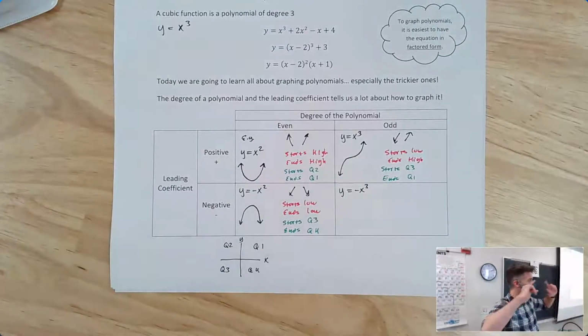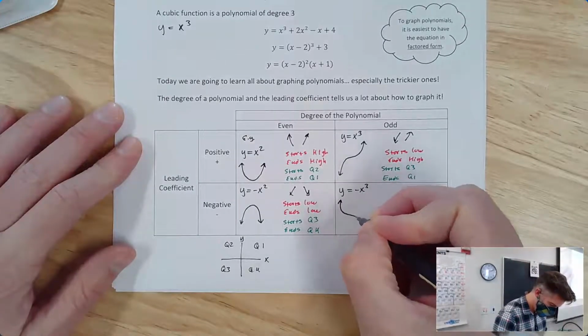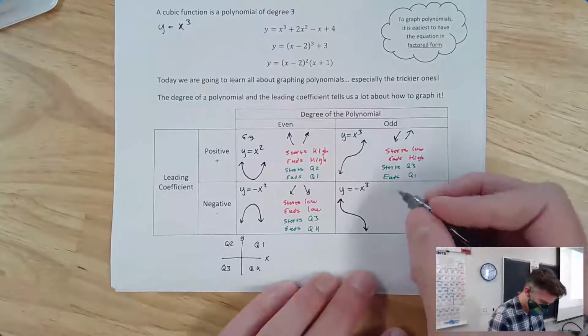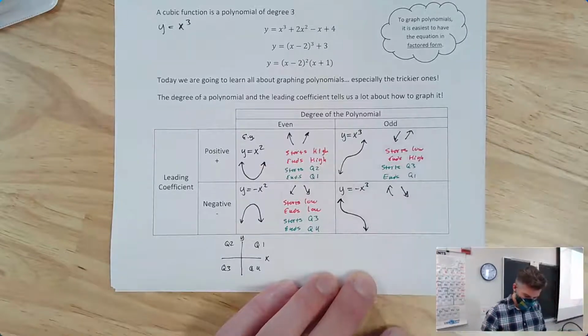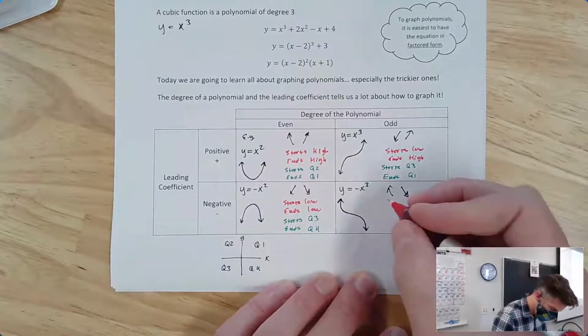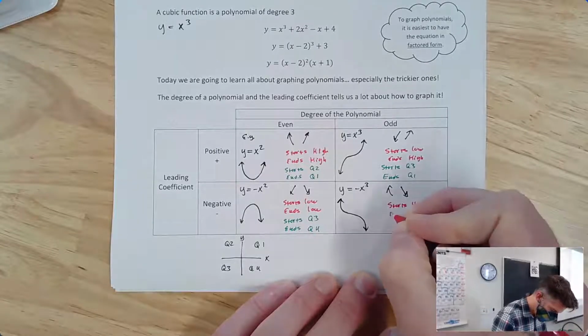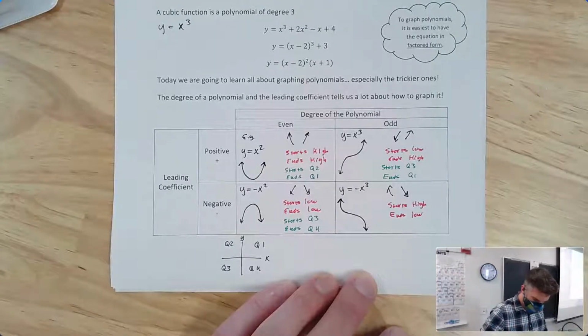And that's, again, just going to flip it over. So it's going to go like this. It's not my best graph ever. It's all right. So this one's going to start high. I should say it's up on the left, down on the right. Or we can say it starts high and ends low. Or we could say it starts in quadrant 2 and it ends in quadrant 4.